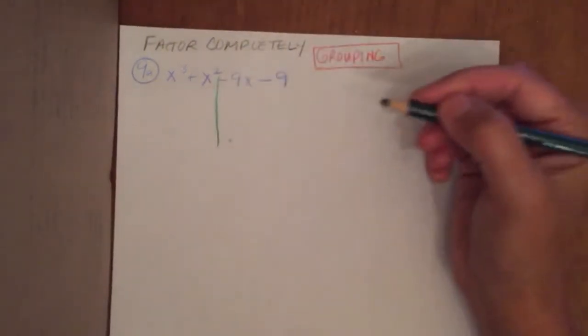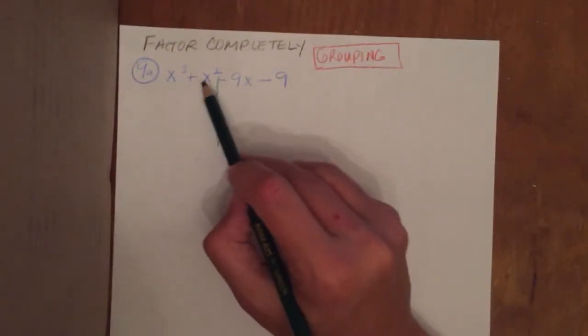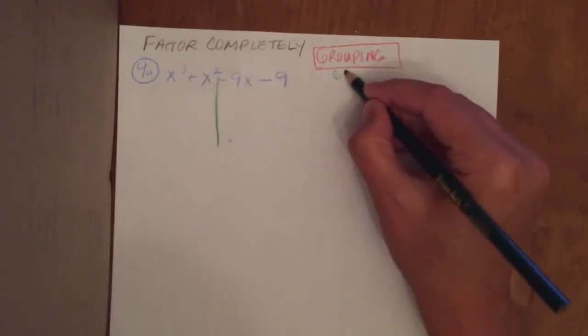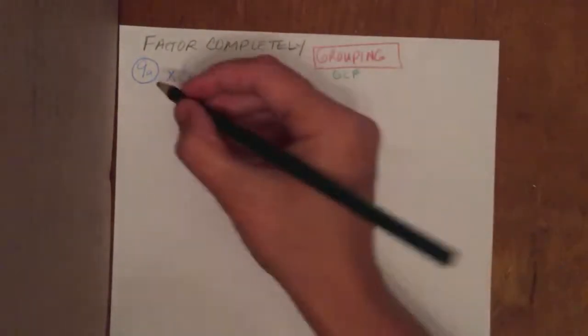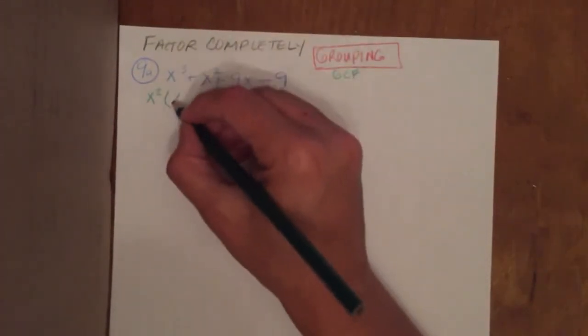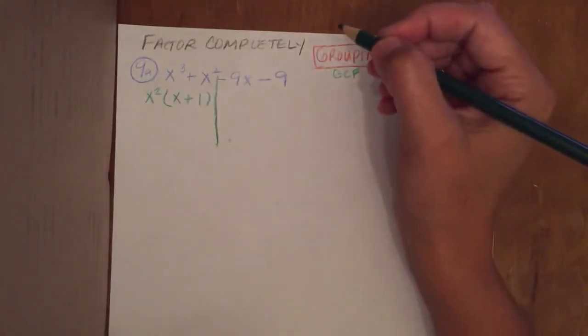I'm going to draw my line. And let's see here. What can I factor out of x cubed and x squared? What do they have in common? What is their greatest common factor? And it is x squared. When I factor out an x squared, that leaves me with x plus 1.